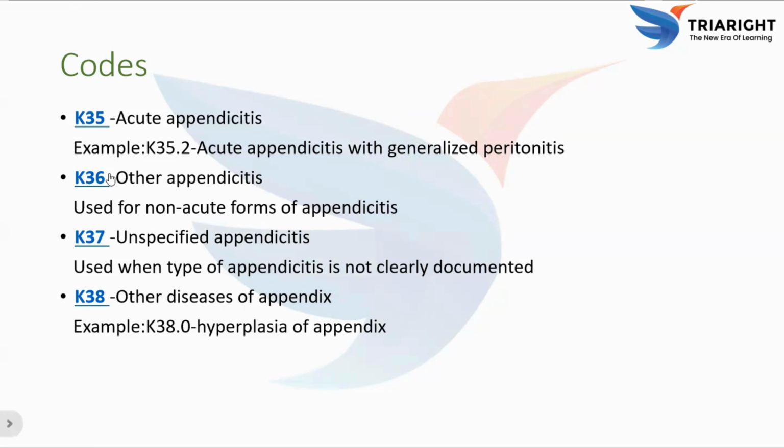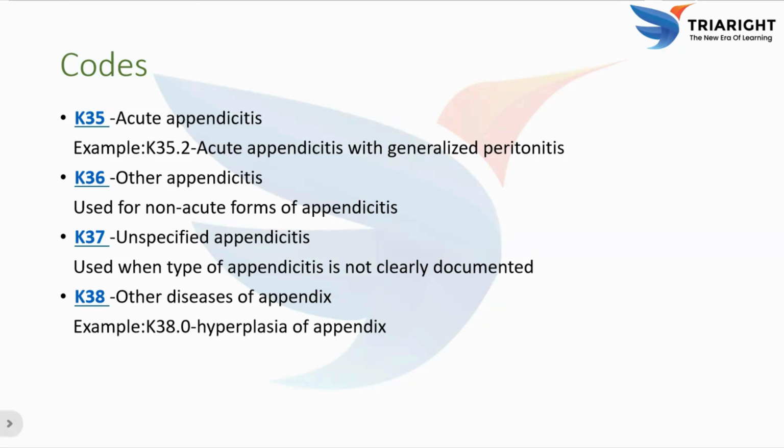So what do we mean by non-acute forms? The appendix is inflamed but not in the sudden acute stage, right? This could be recurrent, subacute, or also residual inflammation after prior episodes. So what are the symptoms of these non-acute forms? Mild or long-lasting rather than the sudden and severe pains.